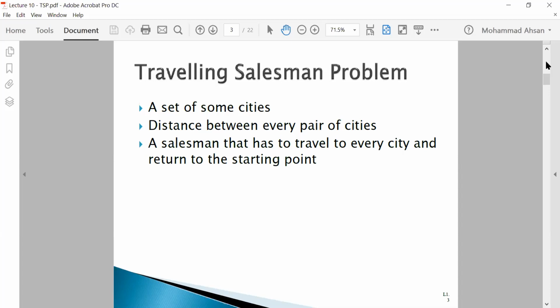There are different paths between these various cities. He has to select this tour in such a way that the length of the tour is minimum of all the possible combinations you can have. Okay.